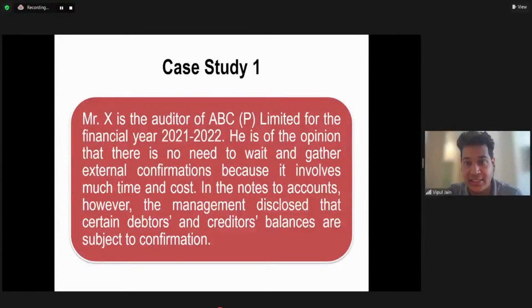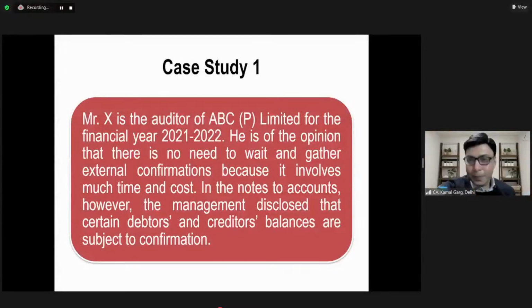It's from Jay. He says, case one, need for external confirmation. That's the response we have received. Okay, so let me be quick.